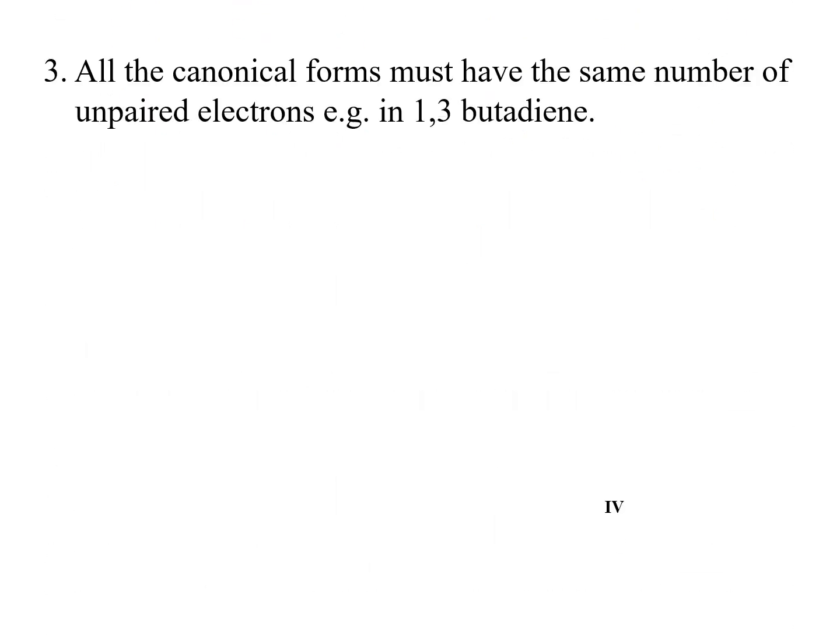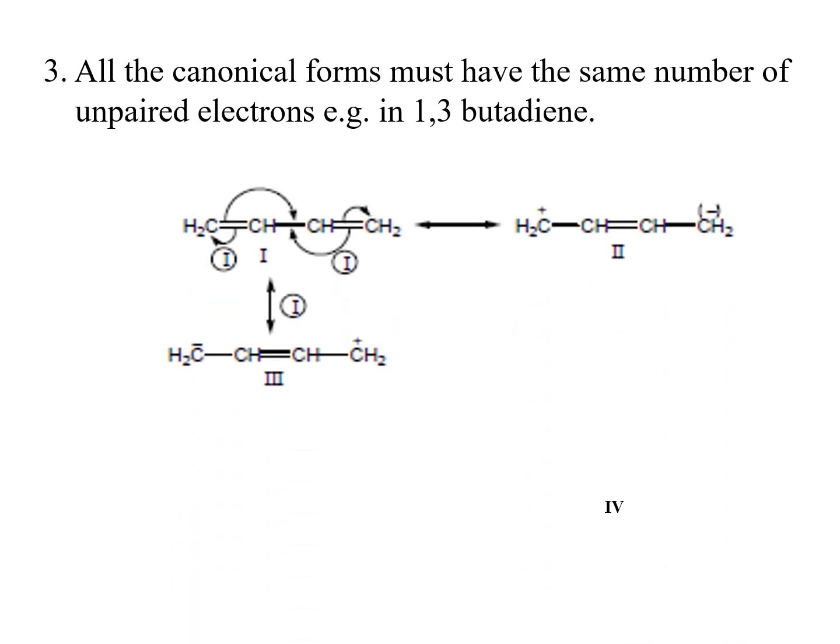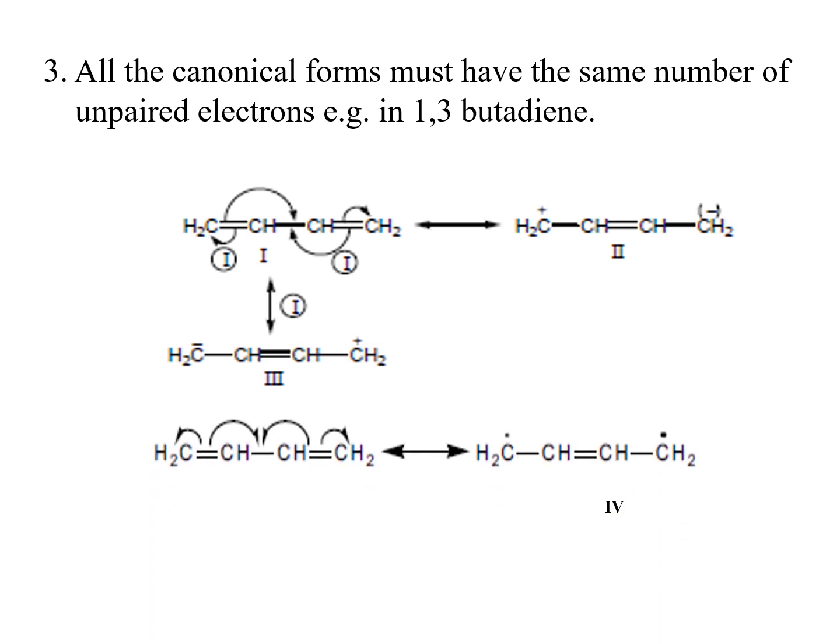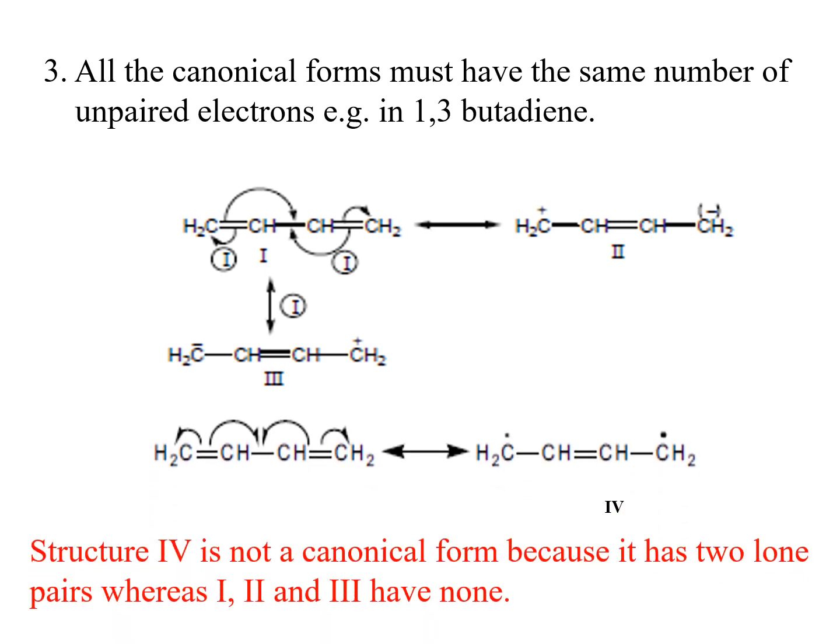All canonical forms must have the same number of unpaired electrons, meaning that looking at the structure, all the canonical forms have the same number of electrons, except IV. Because the other canonical structures have a carbocation and carbanions, but IV has radicals. So that's why IV is not a canonical form, because it has two lone electrons, while the others have a carbocation and carbanion. So that is how to identify canonical forms, because they must have the same number of unpaired electrons.